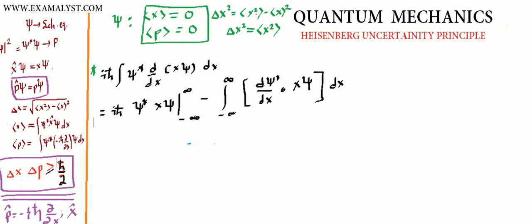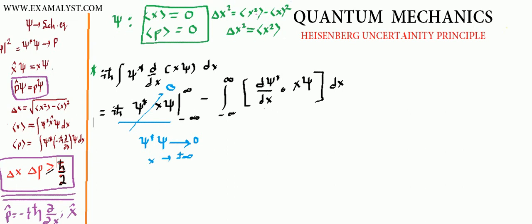Now you see that the wave function, this part will go to 0. So this part will go to 0. Why will this part go to 0? The reason is that at minus infinity and infinity, if you look at psi star psi, what is psi star psi? Psi star psi is probability. So this probability will go to 0 when your x goes to either minus infinity or plus infinity, because you don't expect any electron to reach the infinite positions.